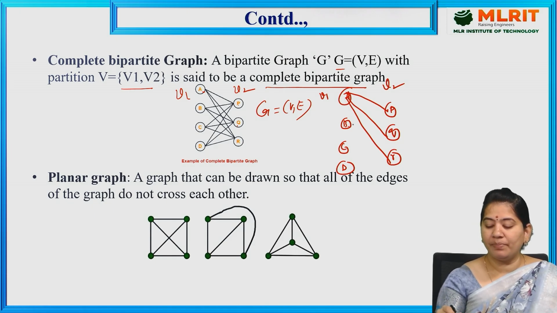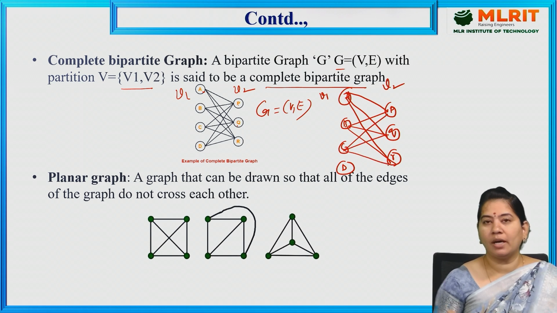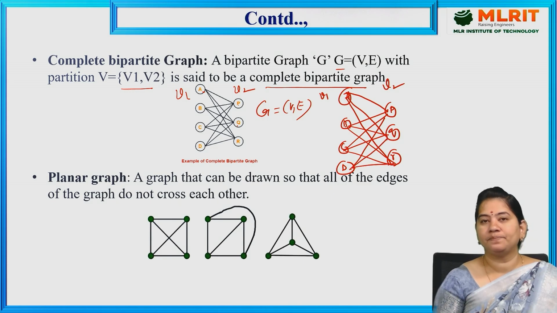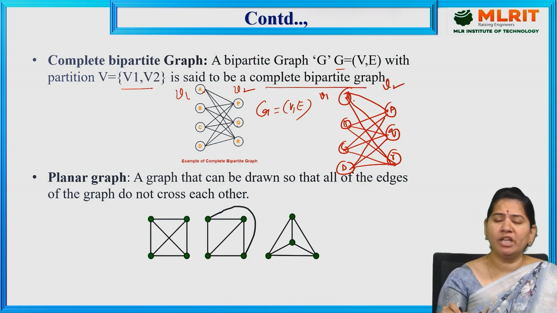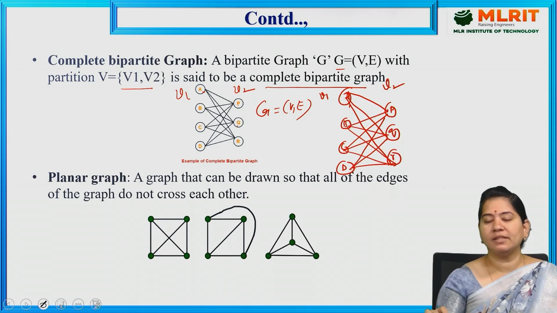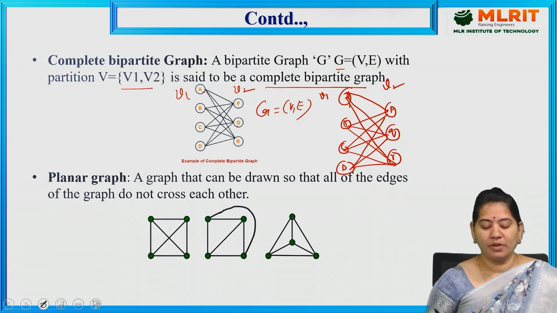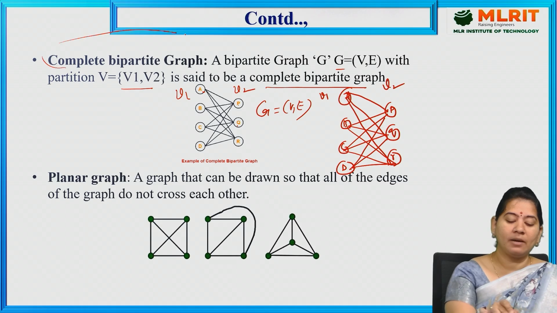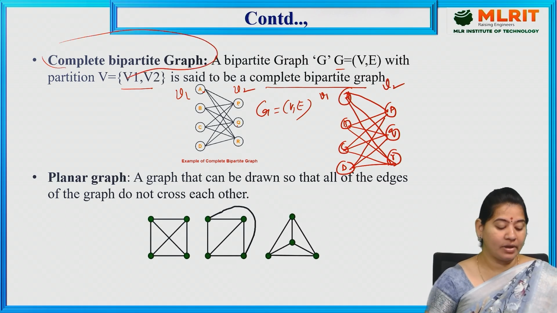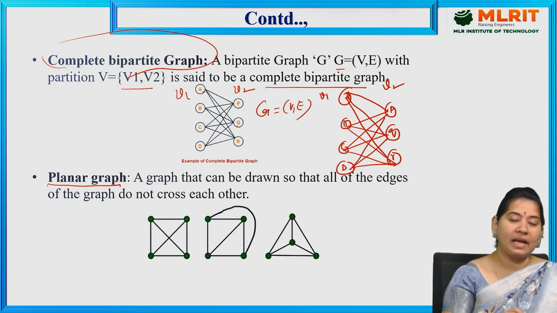In the same way, B to P, B to Q, B to R. C to P, C to Q, C to R. And D to P, D to Q and D to R. Like this, every vertex in the set V1 should be mapped with every vertex in V2. So then we can say this is called a complete bipartite graph. In the same way, we have another graph which is called a planar graph.